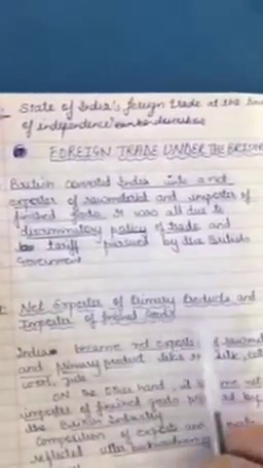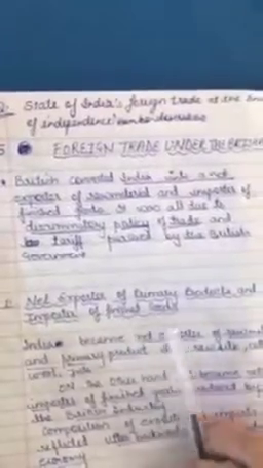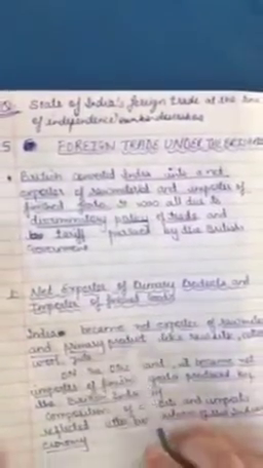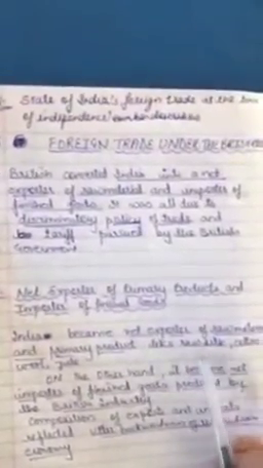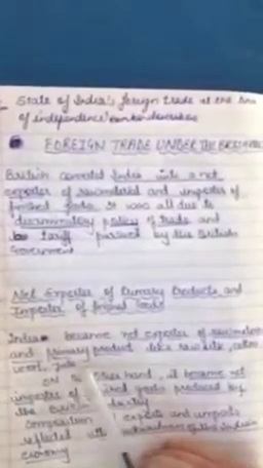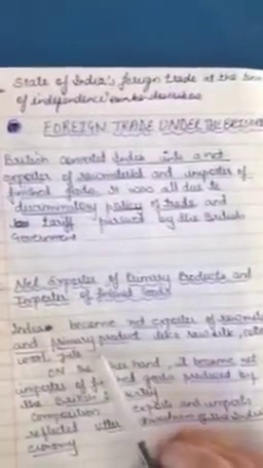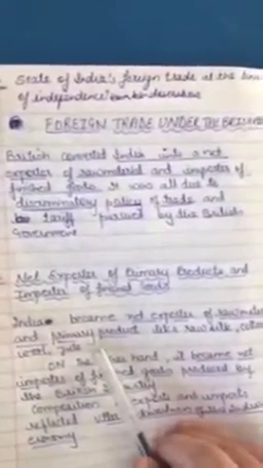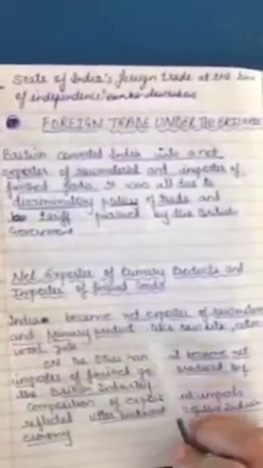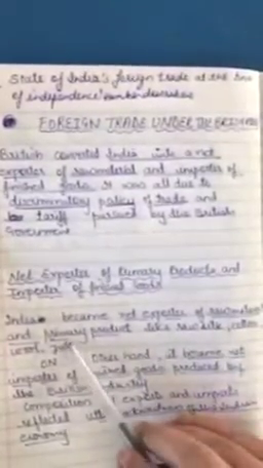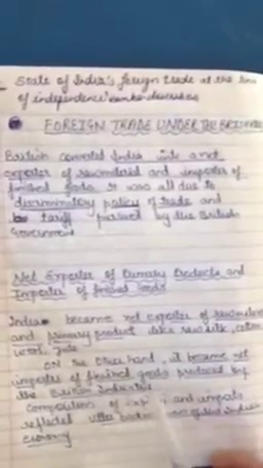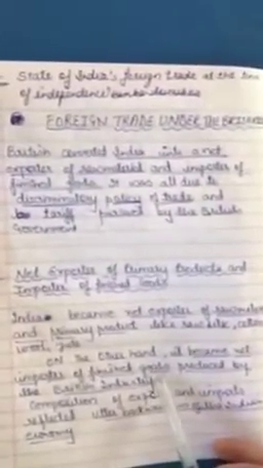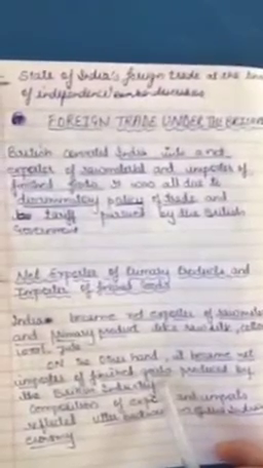Net exporter of primary products and importer of finished goods. India became a net exporter of raw material and primary products like raw silk, cotton, wool and jute. At the time the British government was ruling us, India became the net exporter of raw material and primary products. On the other hand, it became a net importer of finished goods, because we had a lack of capital, lack of money, lack of machinery, lack of capital goods.